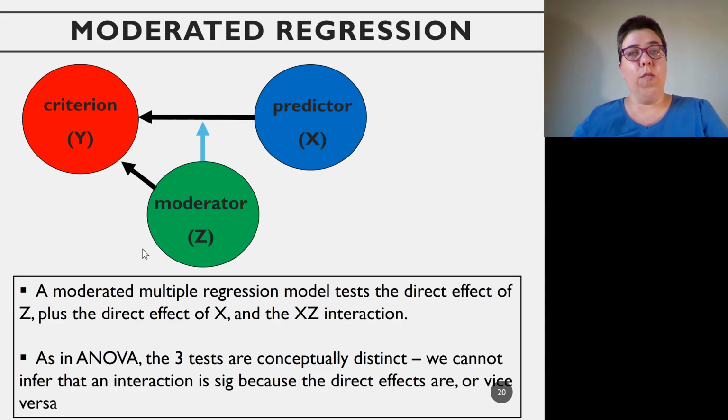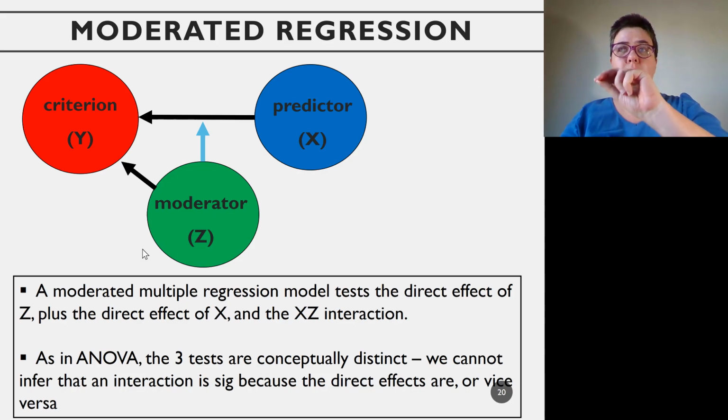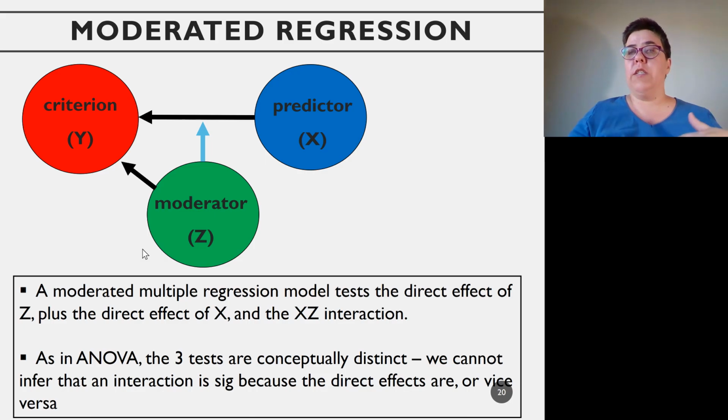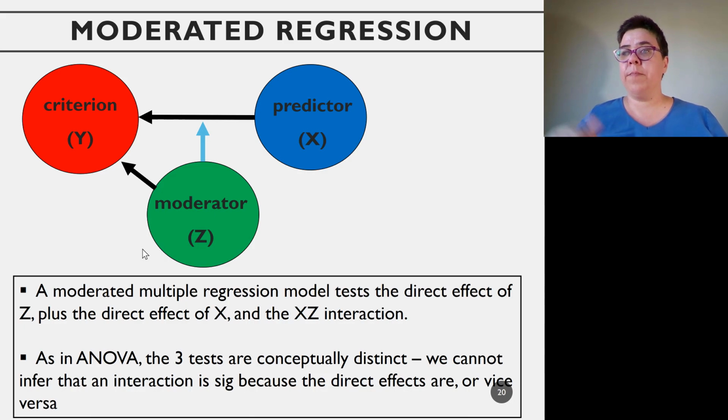And just as in ANOVA, we do not know anything about the other tests when we find out information about one test. So if I find there's a significant association between our predictor variable and our DV, that doesn't mean anything about whether there's an interaction. And if we find out there's an interaction, it doesn't mean anything about whether there's a direct effect of the moderator or a direct effect of the predictor. So we need to look at all three of these betas to understand what's going on in our data.